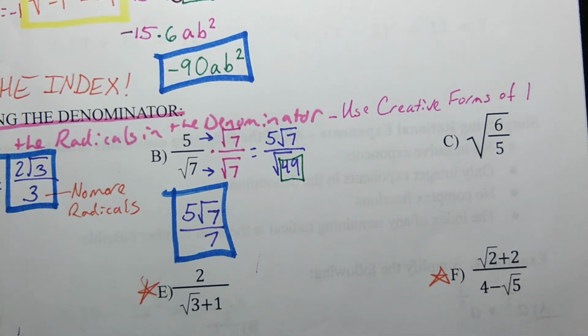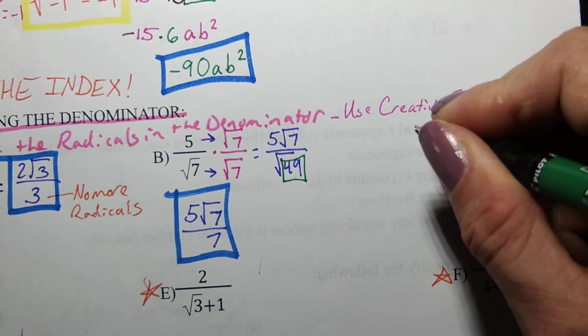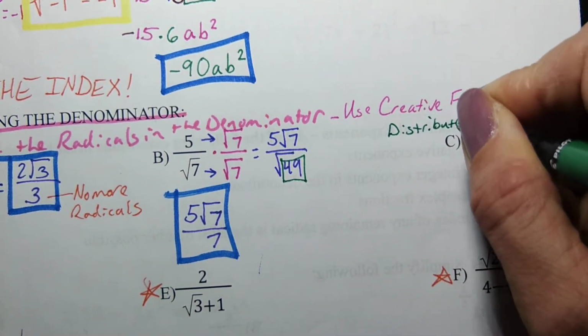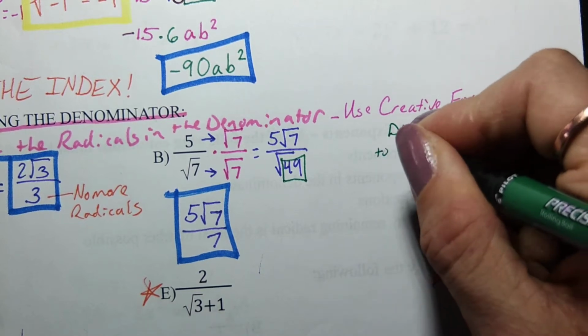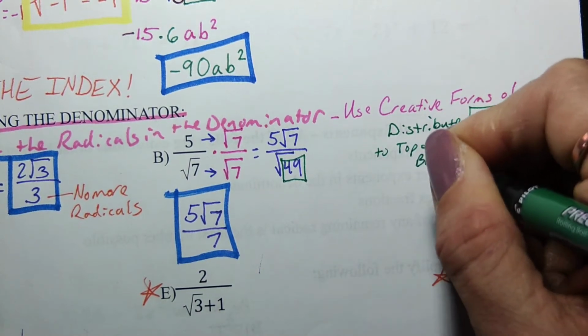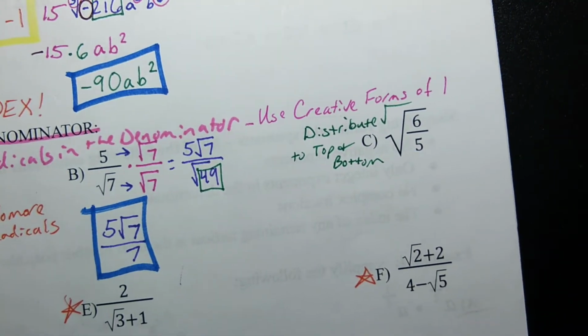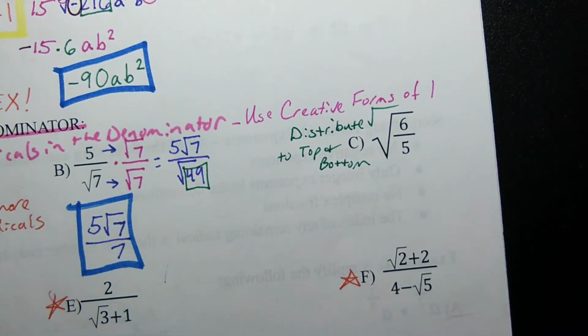Moving to problem C. Now C is a little bit different because we are taking the square root of an entire fraction. Next to this one, I want you to write distribute square root to top and bottom. Distribute the square root to the top and to the bottom.